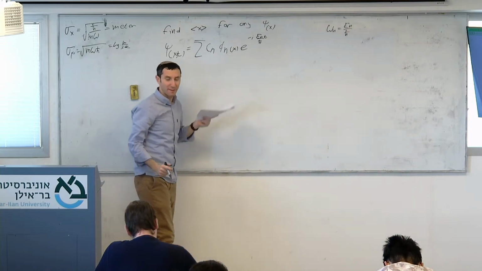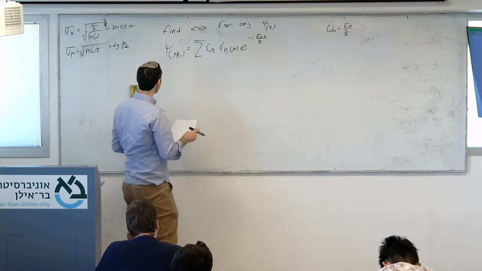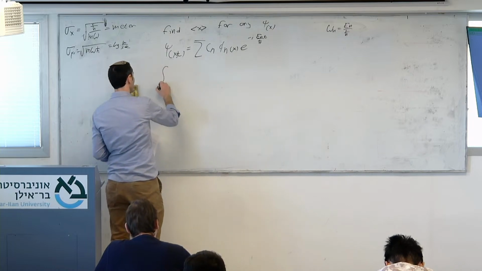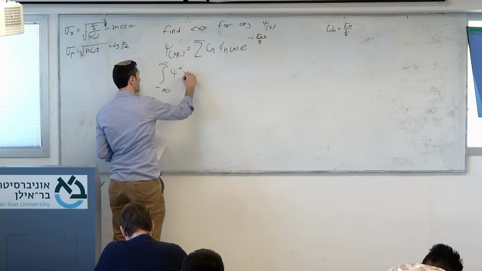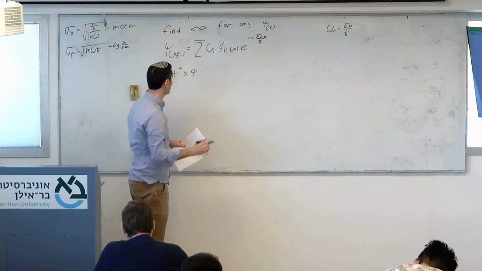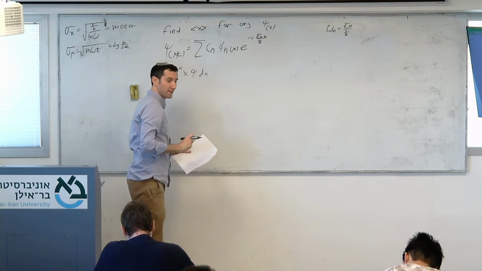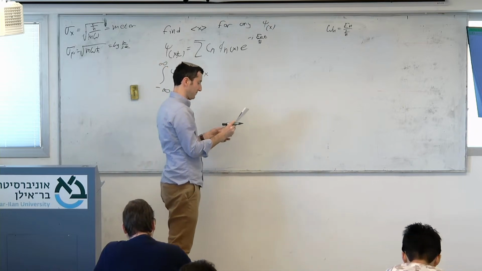So this is psi. Now I want to write the integral from minus infinity to infinity of psi complex conjugate times x times psi, dx. This is going to be nasty. Enjoy.